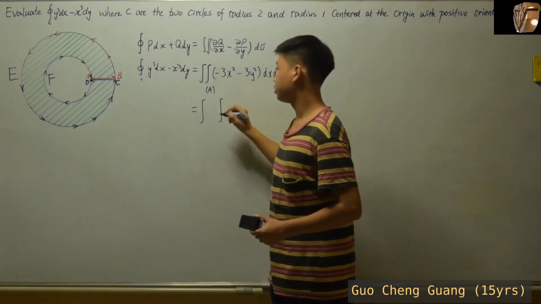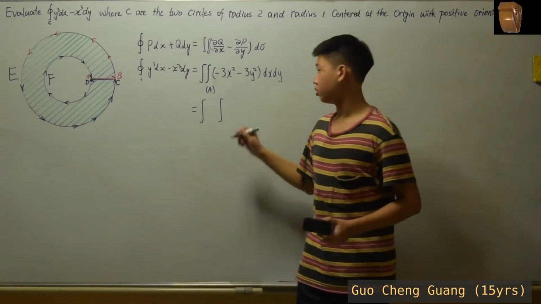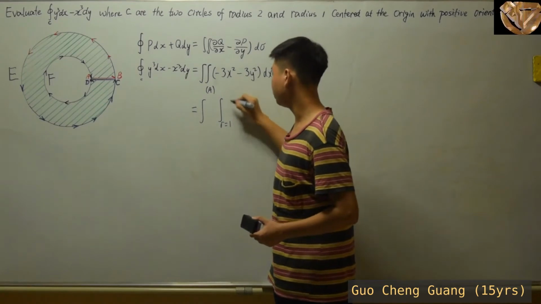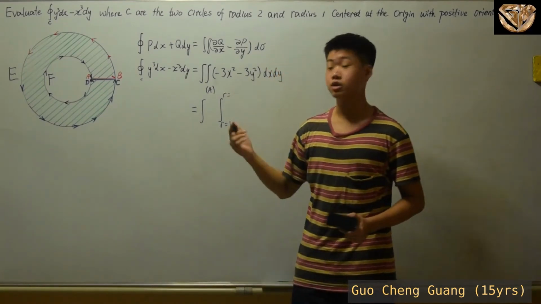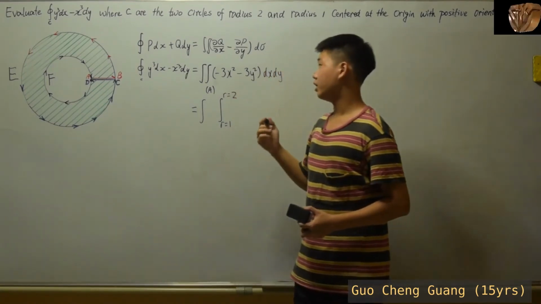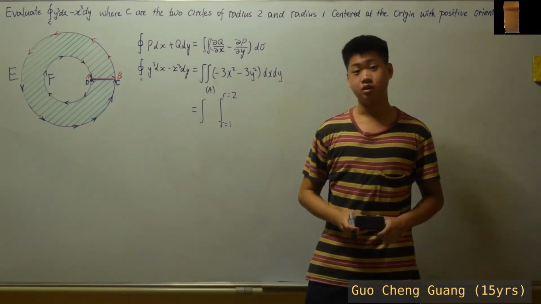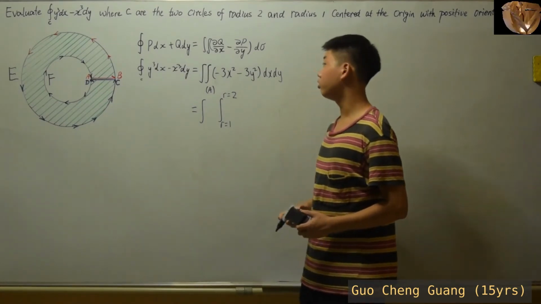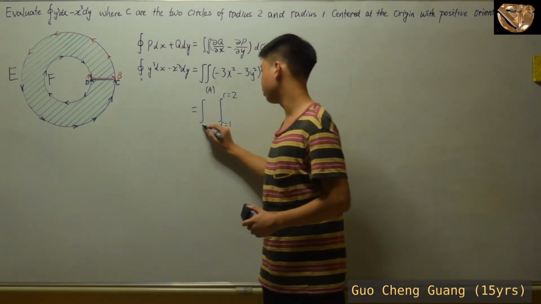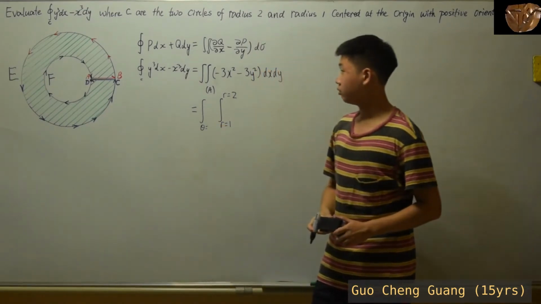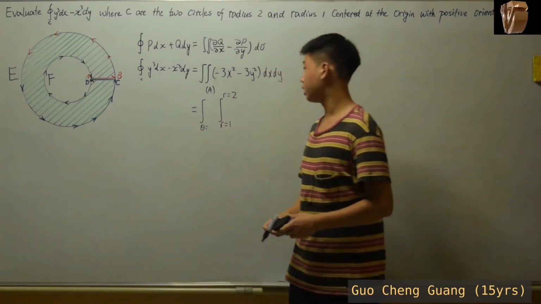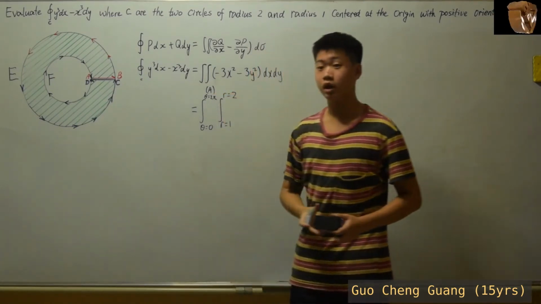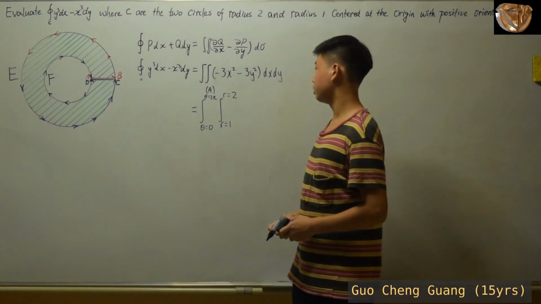Two things: you have an r, and you have a theta. r will be from your inner circle, which has a radius of 1, to the outer circle, which has a radius of 2. And then of course you have your theta, but in this case you have to be aware of what the theta will have to be. Theta will go from 0 to 2 pi. Alright, so this is what you'll see.